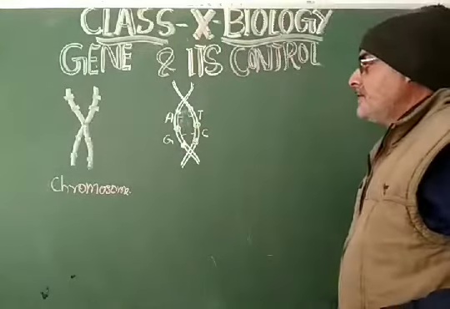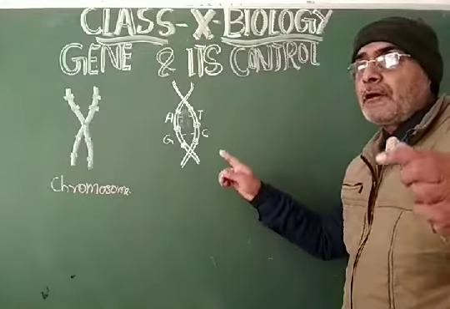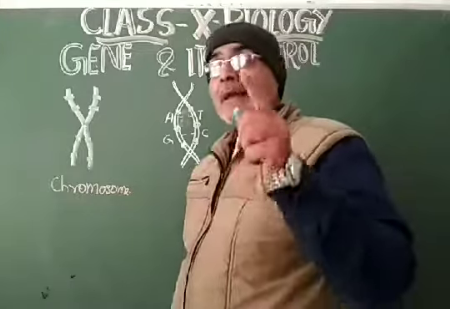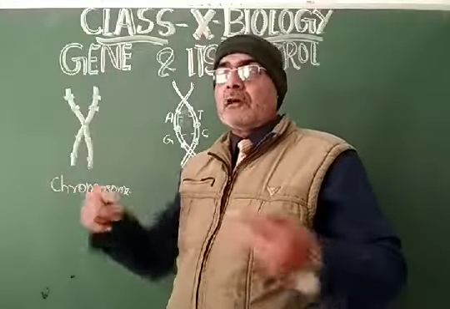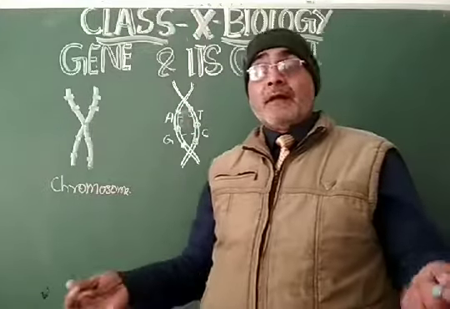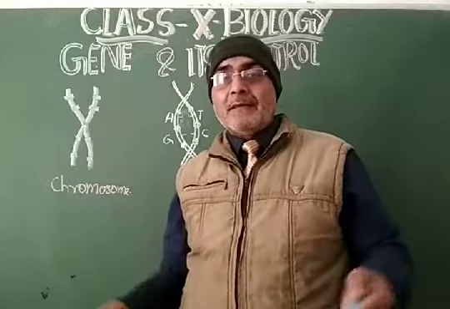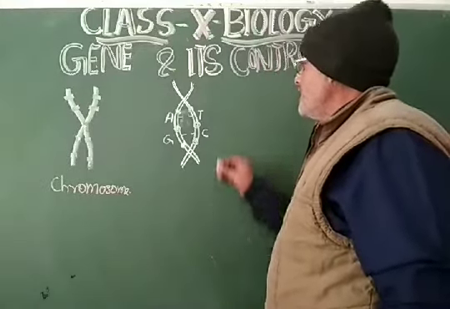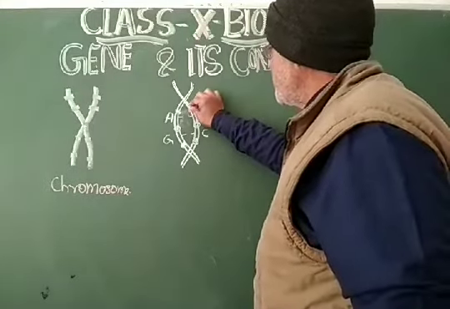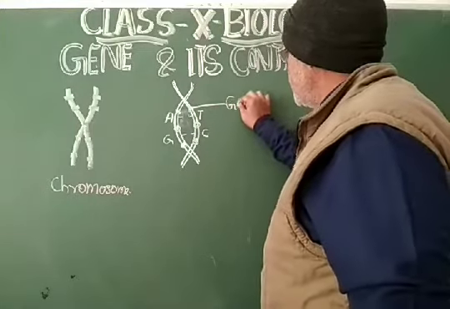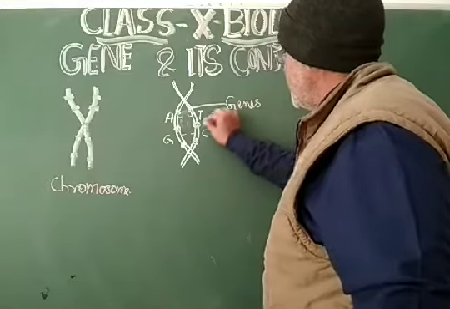So dear students, these codes are responsible for containing a specific character like tallness, dwarfness, long hair, short hairs, brown hair, black hair, blue eyes, black eyes. These are the different characters, and these specific proteins are called genes.